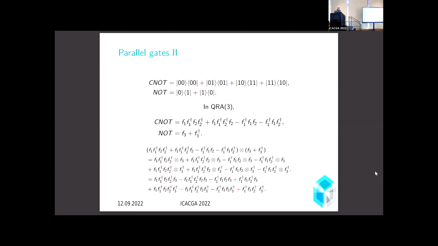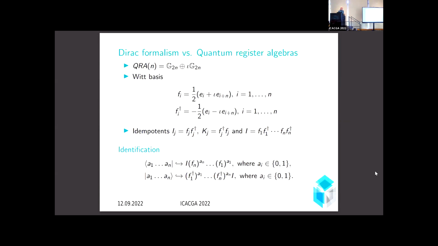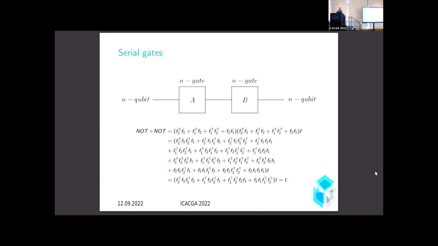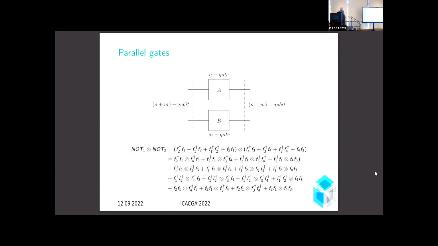This final element represents the gate, the parallel connection of C0 and NOT gates. And any quantum circuit can be rewritten in our algebra this way. Any gates directly with the help of this identification, any serial connection just by multiplication, and any parallel connection by multiplication, plus some sign discussion.